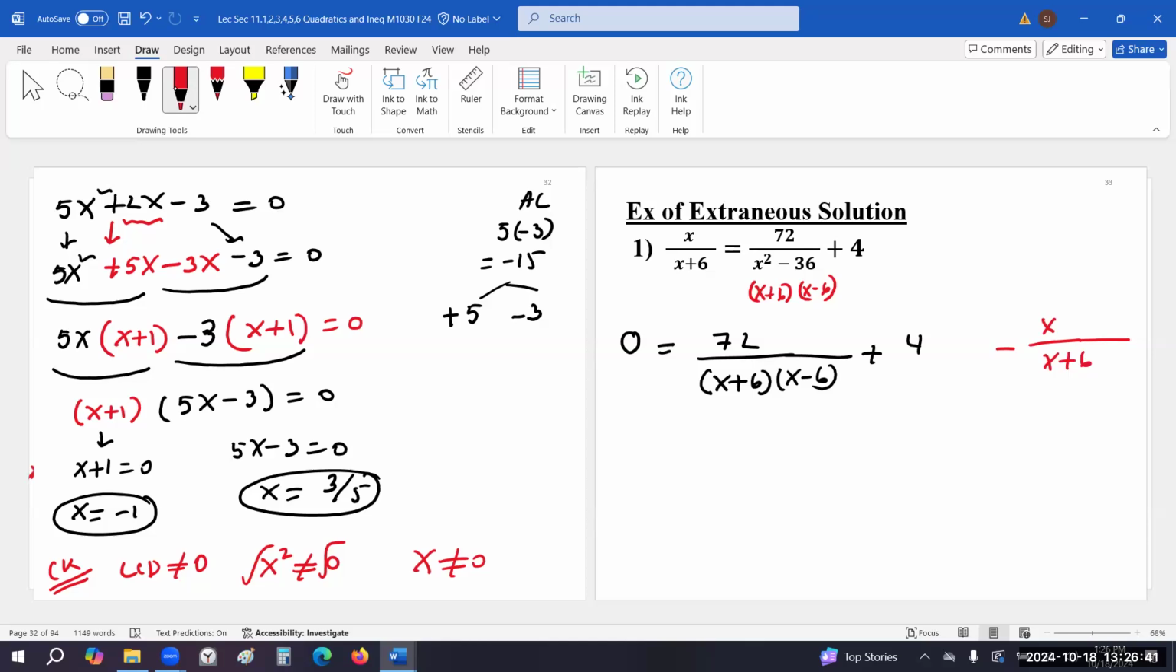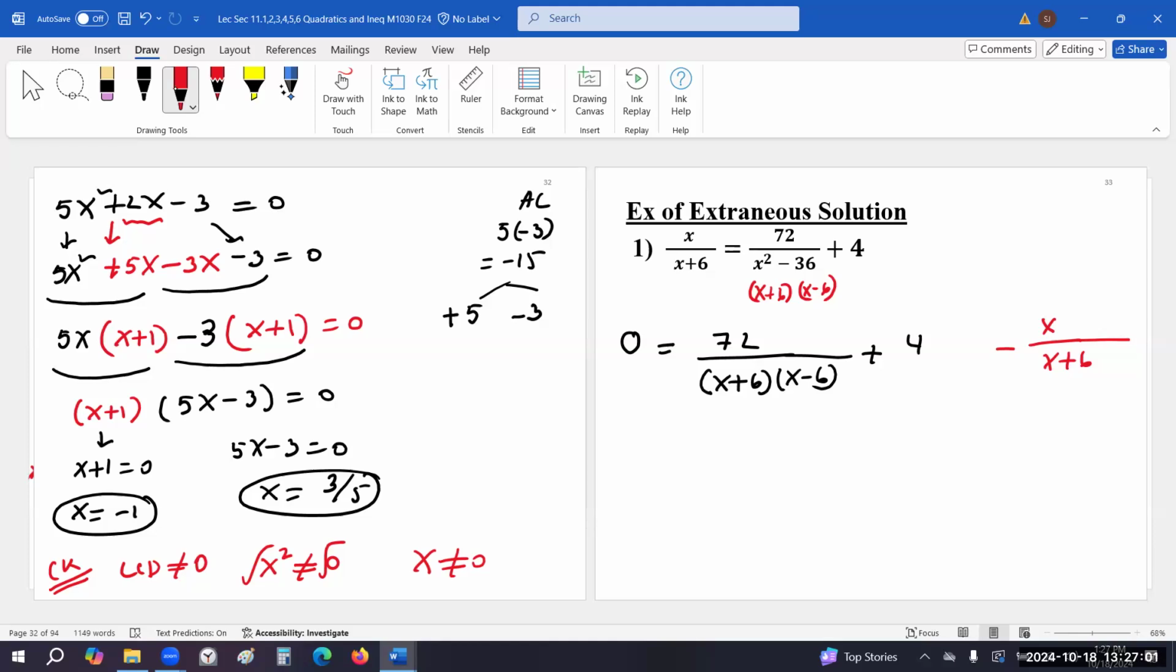So step 1, factor the denominator if possible. So we factor the first denominator. This one is already factored. We have nothing to do here, so we don't touch that. But x squared minus 36 is factorable, so we write it as 2 factors.